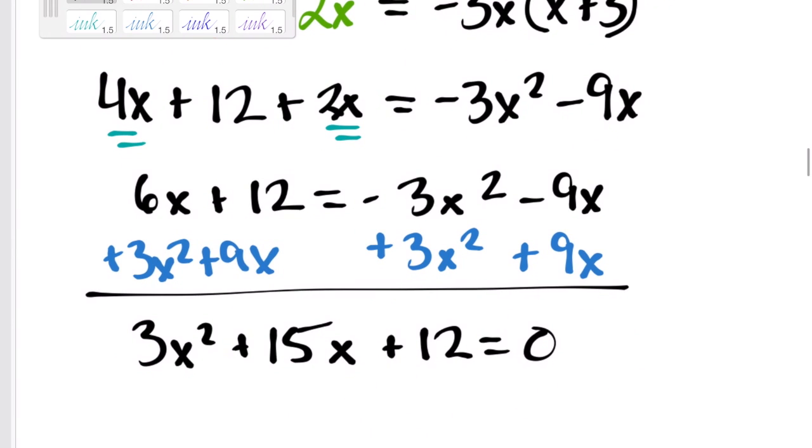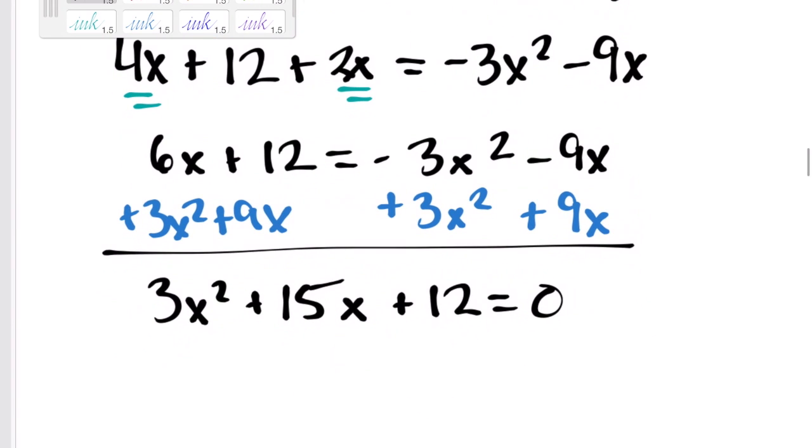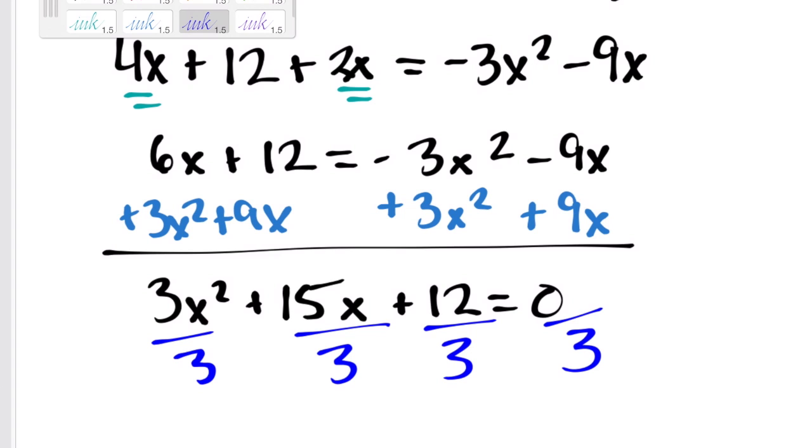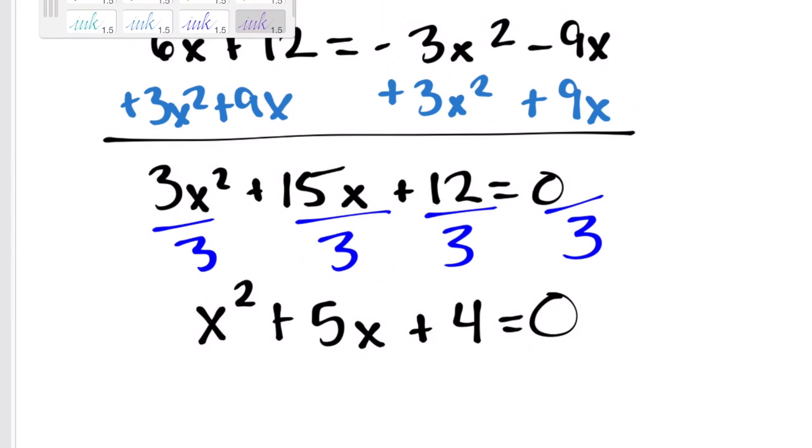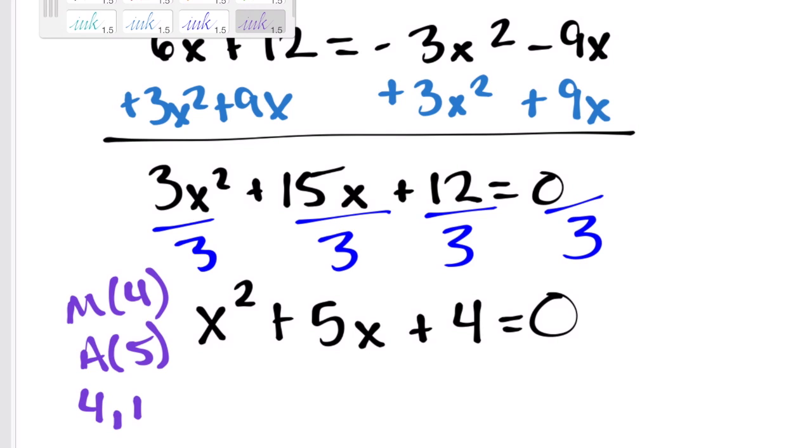Now that I've got this set equal to 0, I could do the M&A, but I notice that everything is divisible by 3, so I'm going to take a 3 out of everything and divide it to the other side so that it just cancels. And now I'm looking at things that multiply to give me 4 and add to give me 5. So that would be 4 and 1, and everything's positive, so we're going to have positive factors.